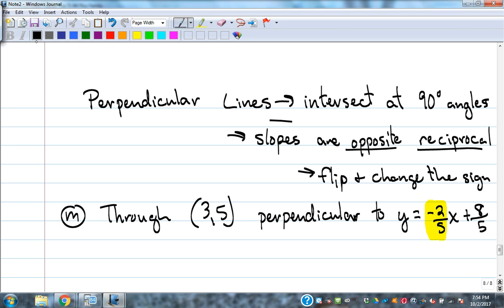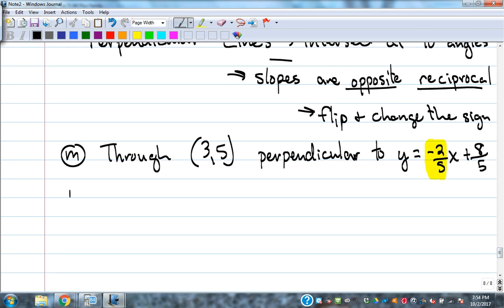So what I usually do is write over here on the side, perpendicular slope, and I'll write it's 5/2. That way I've got somewhere where I've written down my perpendicular slope is 5/2. Flip the slope and change the sign. Flip and change for perpendicular. Parallel stays the same. Perpendicular, flip it and change the sign. Then the work's exactly the same after that.